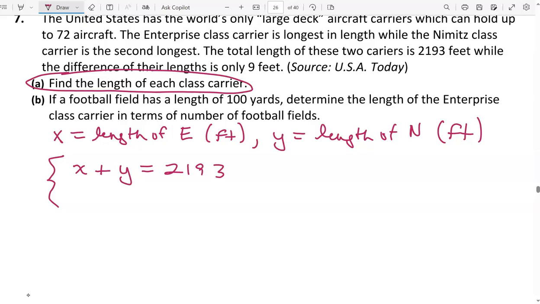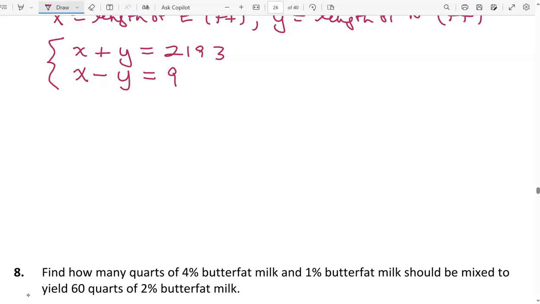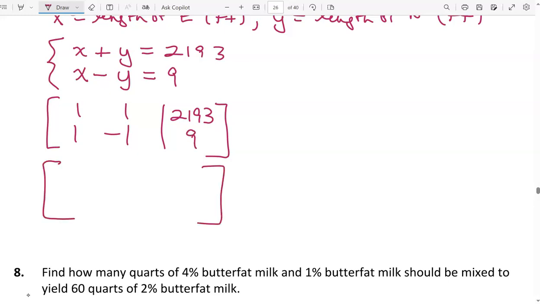Now we have to be careful about how we write the difference, because when we subtract, order matters. If the result is positive, that must be the larger length minus the smaller length, and the Enterprise, or x, represents this larger length, and that difference is equal to 9. This is a system of equations we can easily solve without resorting to matrices, but because we're asked to use matrices, we're going to go ahead and represent this as an augmented matrix and then ask the calculator for the reduced row echelon form.